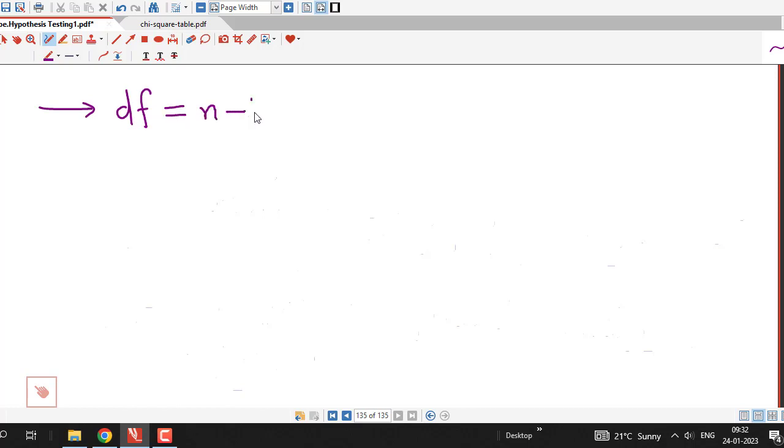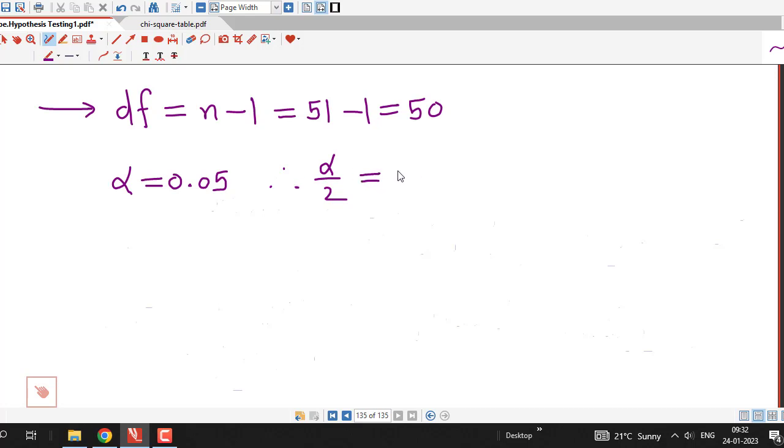I have a two-tailed test, therefore I will consider equal area in both the tails, and the degrees of freedom for using chi-square table is n minus 1. Here value of n is 51, so there are 50 degrees of freedom. Level of significance is given as 0.05, and because we have a two-tailed test, we divide this into two equal areas of 0.025.